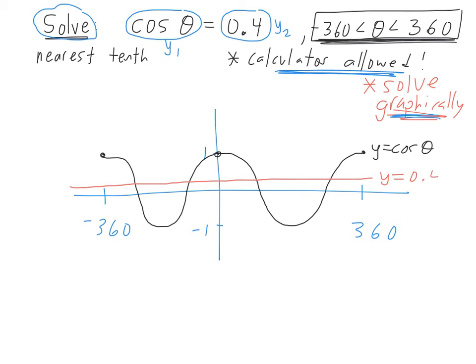All right, so get that on your paper. That's what we have in y2. At the same time, you want to have that in your calculator graphed. So we want to know where are these equal, between negative 360 and positive 360. Well, you can see that they're going to be equal 4 times.